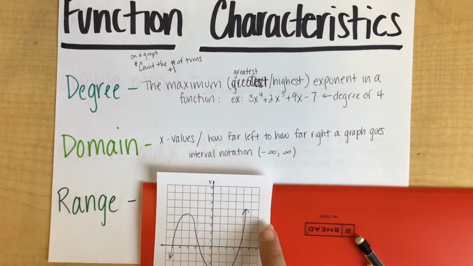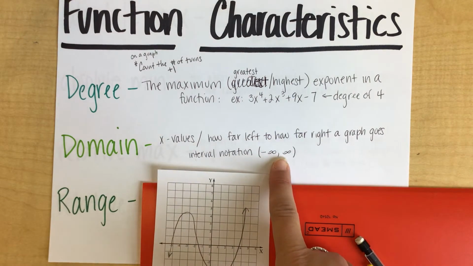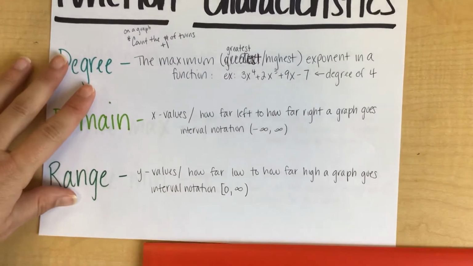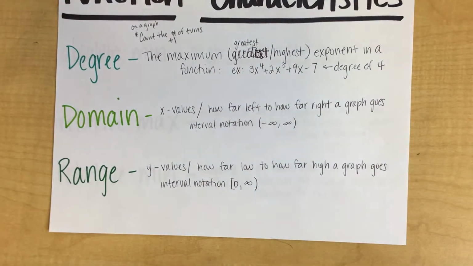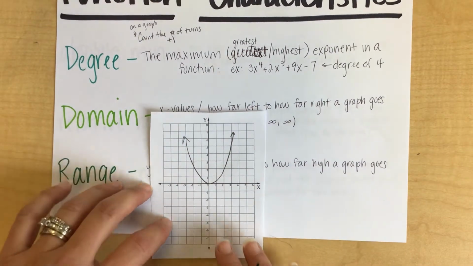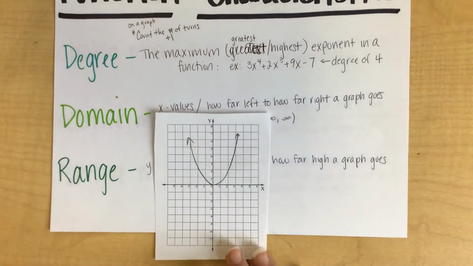And in order to write that in interval notation, we write this as going from negative infinity to positive infinity. Okay? All right, range. Range are your y values. It's how far low to how far high your interval or that your graph goes. So for example, we have this graph here. I want to know how far low to how far high our graph goes.